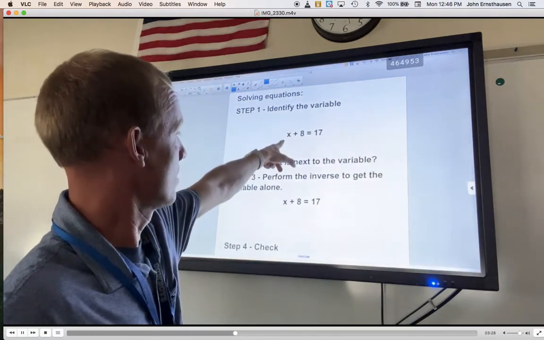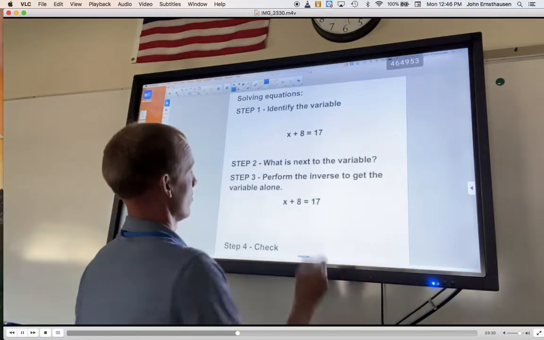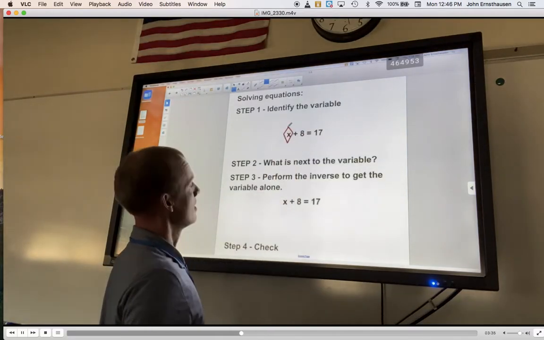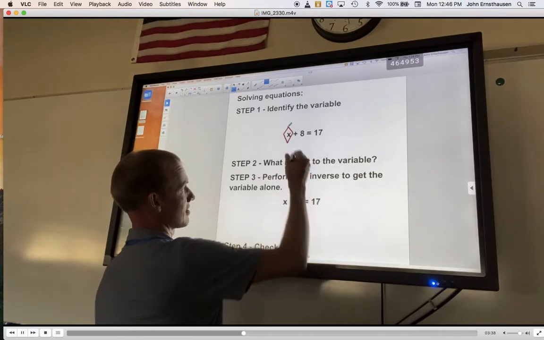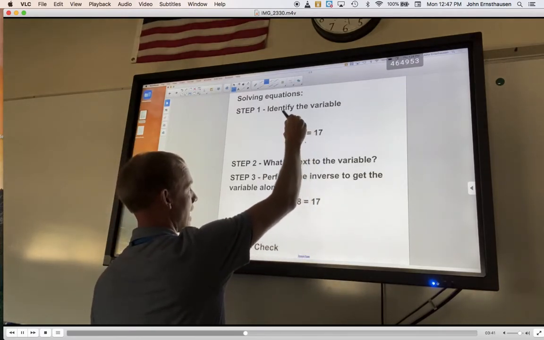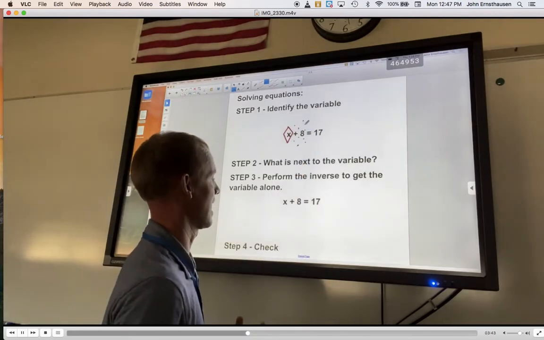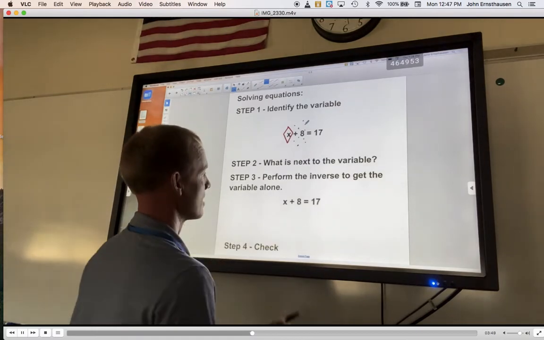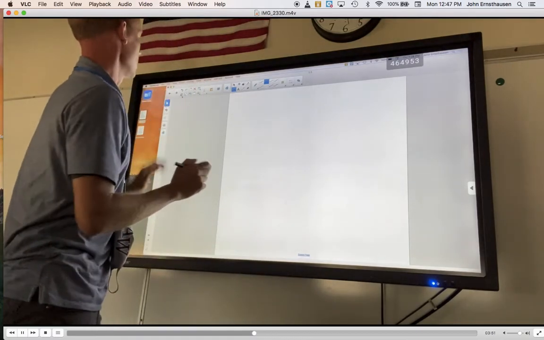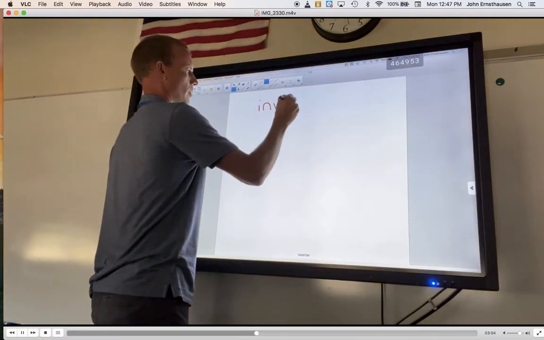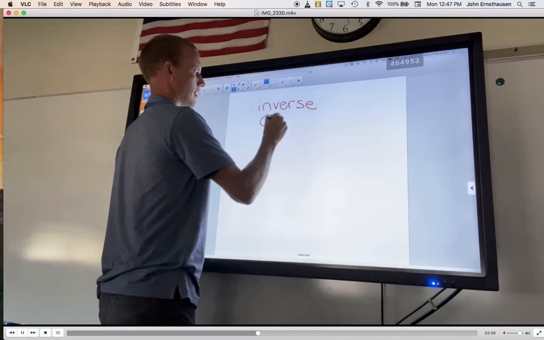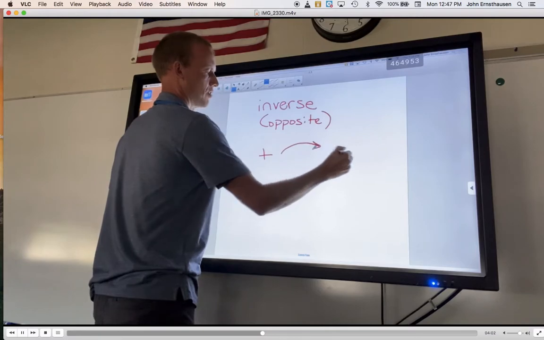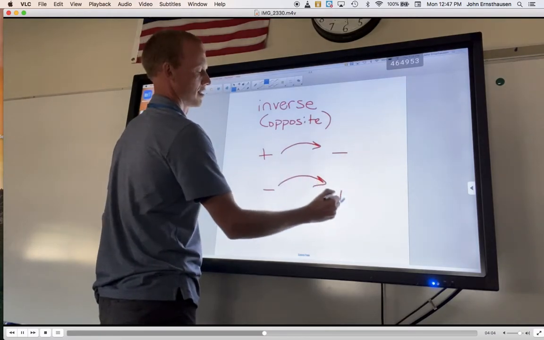All right? So the first step is going to be to identify the variable. Right? It is x, and I'm actually going to draw a diamond around it, okay? The next step is we're going to look for what's next to the variable, and in this case, we're adding 8. Now, I know a lot of you know the answer is 9. That's not really the focus right now. We're going to do something called performing the inverse to get the variable alone. In order to perform the inverse, we have to look at what the inverse is. The inverse is basically the opposite. Some of you did this last year. So the opposite of adding is to subtract, and the opposite of subtraction is addition.